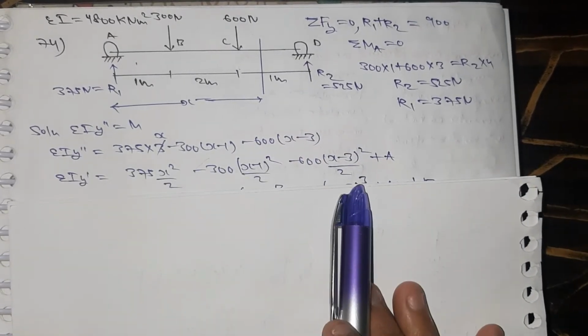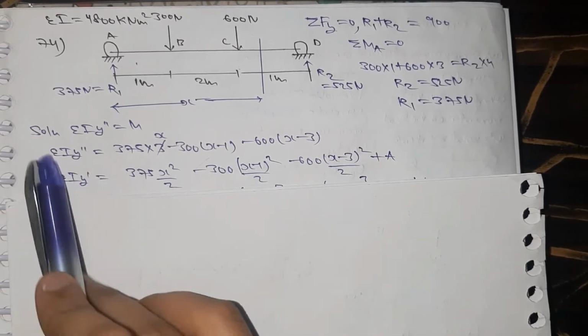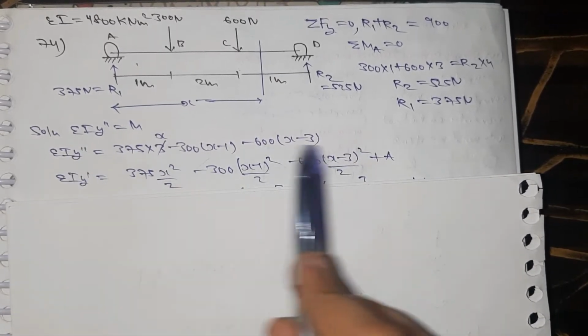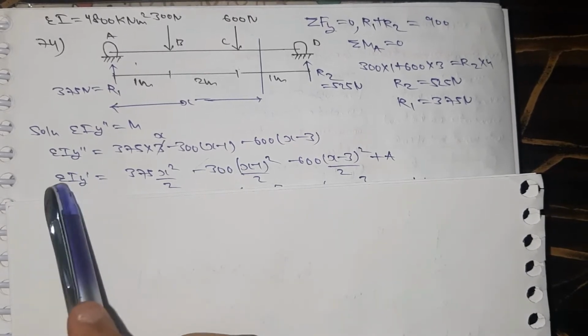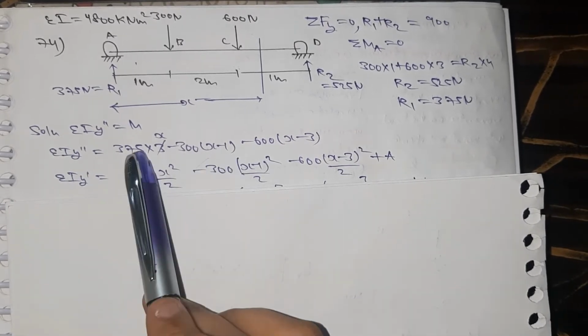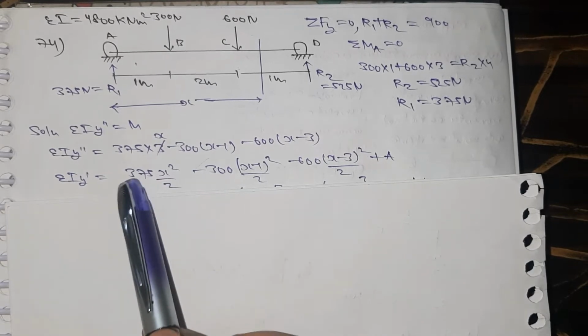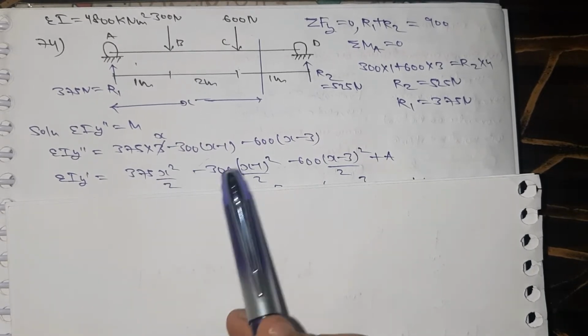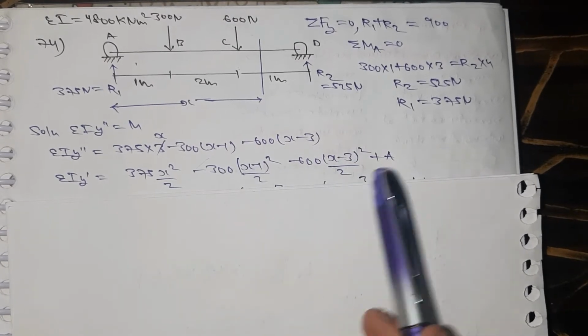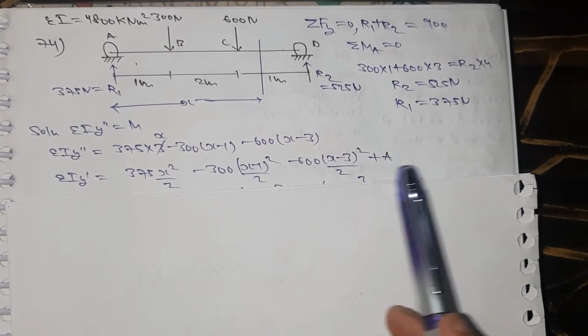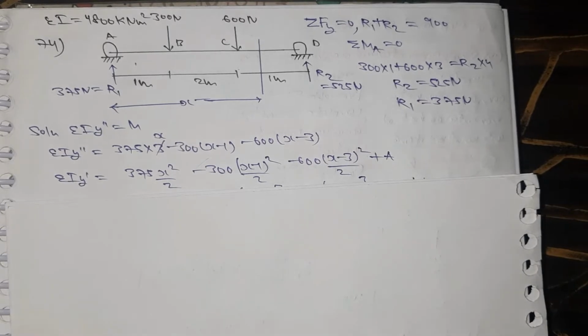I have simply integrated this whole equation. EI y double dash, after integration, will become EI y dash, and if I integrate this, it will become 375 x square by 2 minus 300 (x minus 1) square by 2 minus 600 (x minus 3) square by 2, and definitely one integration constant will also be introduced.